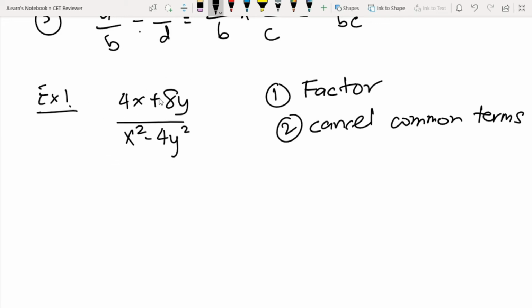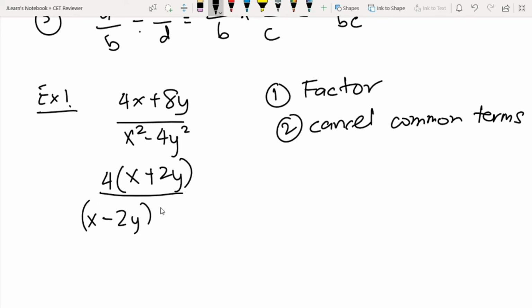Okay? So, yung numerator, paano natin fa-factor yan? As you can observe, pwede natin i-factor out yung 4. Tama? So, magiging 4 times x plus 2y. Yung denominator, if you remember from our previous videos, ito ay difference of two squares. So, this will be x minus 2y times x plus 2y. Okay? So, tapos na tayo dun sa factoring part.